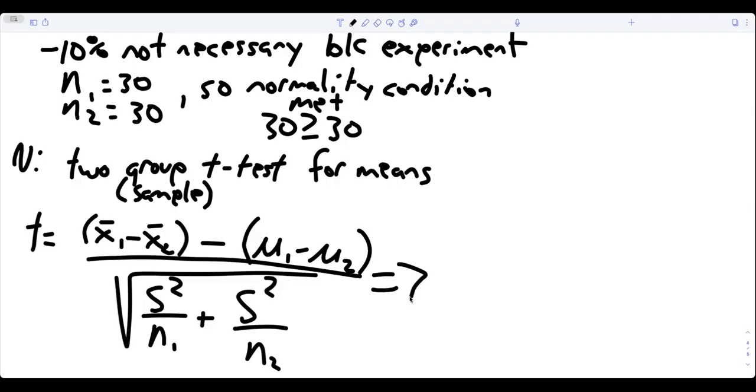Okay. So let's fill these in. We got X bar 1, which is 26.5 for the helium, minus X bar 2, which is 2.1. And what is mu1 minus mu2?